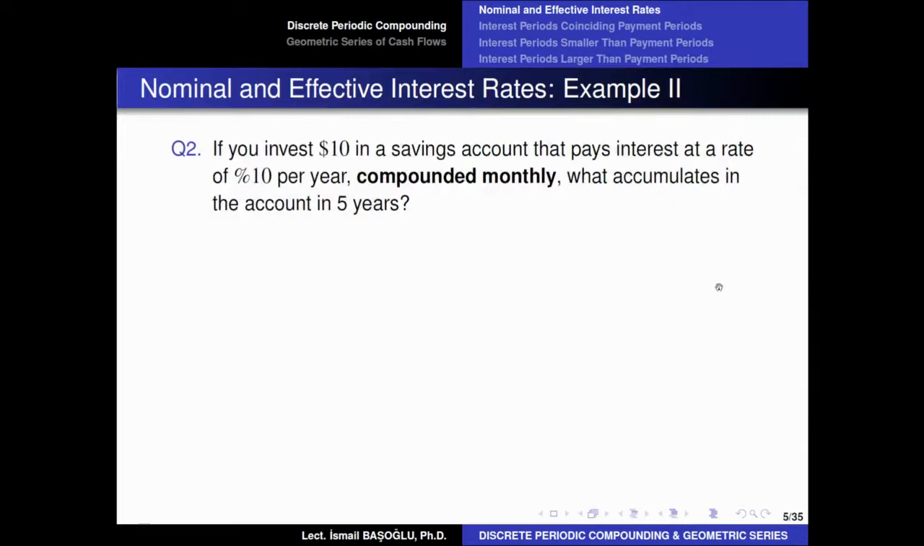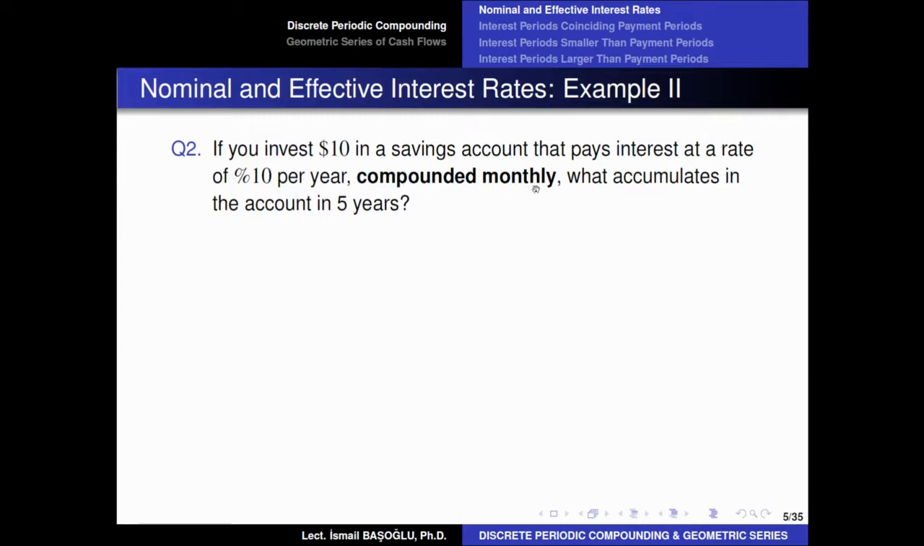All right, so let's solve another question to understand the nominal and the effective interest rate for the following problems that we are going to solve. It says if you invest $10 in a savings account that pays interest at a rate of 10% per year, but compounded monthly, what accumulates in the account in 5 years? All right, so how are we going to solve this problem? First of all, we are going to invest or deposit a principal of $10.